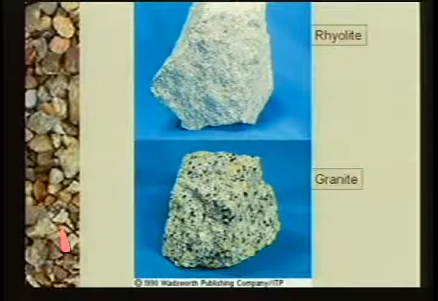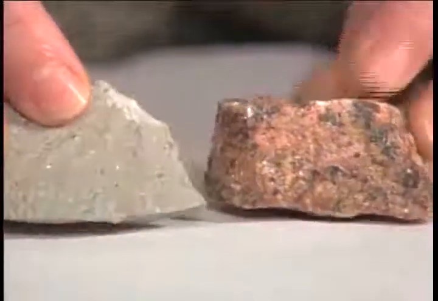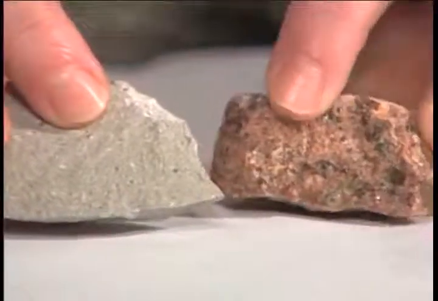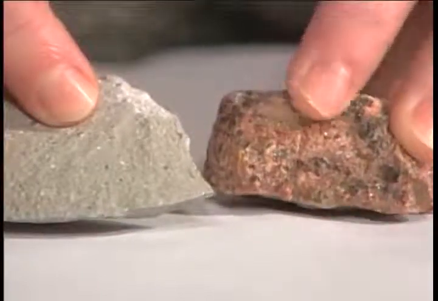Let's look at some of these. In the photograph, we see rhyolite on the top and granite on the bottom. Let's move to my rock samples. Now, this hand sample, we can see the crystals. Nice large crystals. You don't need a hand lens for that.